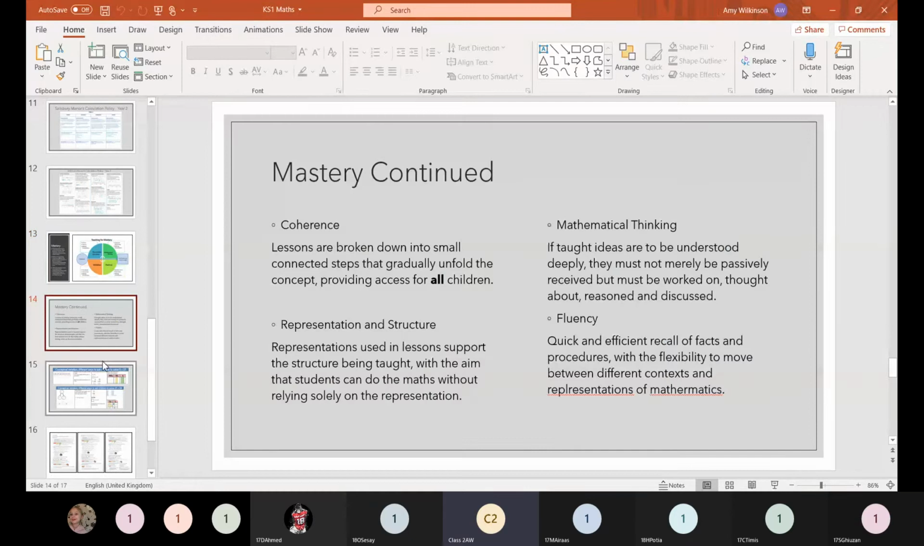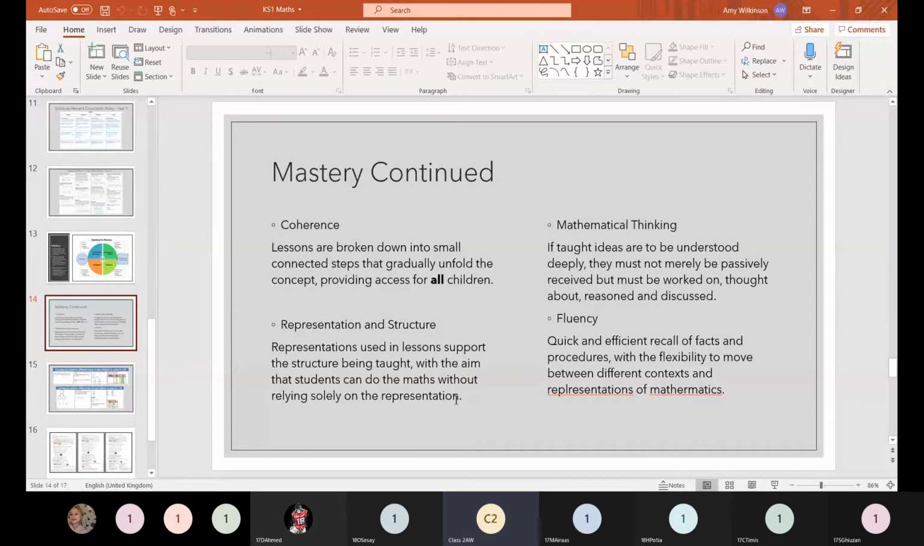And it's here. So coherence, the way that we try to ensure this for children is that lessons are broken down into small connected steps. They gradually unfold the concept, providing access for all children. Okay, so all children should be able to access the lessons.